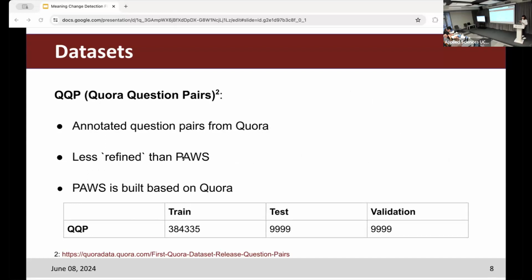So the second dataset is Quora Question Pairs. It is just a dataset containing pairs of questions taken from the Quora site. On the one hand, PAWS was formed based on the textual data from Quora. On the other hand, PAWS is a more refined dataset, while the Quora Question Pairs can be considered as more natural and less cultivated data. So this distinction between the considered datasets allowed us to reveal some interesting properties of the methods that we used.